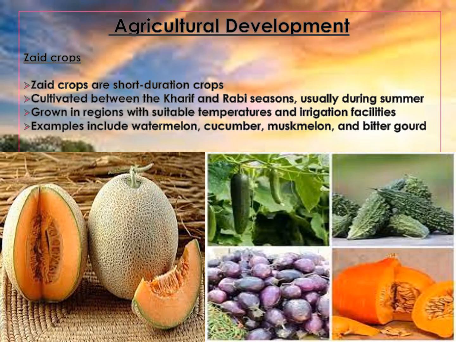Now, there is another type of crops which are called zaid crops. Zaid crops are short duration crops cultivated between the Kharif and Rabi seasons, usually during summers, grown in regions with suitable temperatures and irrigation facilities, and the examples are watermelon, cucumbers, muskmelon, and bitter gourd.